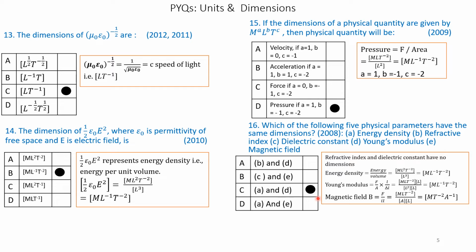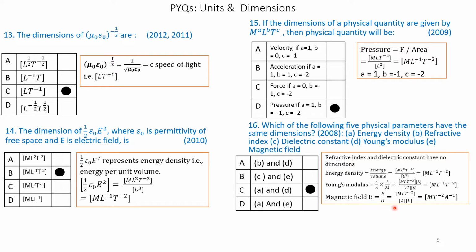We know refractive index and dielectric constants have no dimensions. Now we will take up the rest. Energy density is energy over volume. The dimensions of energy are M L square T to the power of minus 2 divided by L cube. L square cancels and one L remains here. Therefore M L to the power of minus 1 T to the power of minus 2 are the dimensions of energy density.